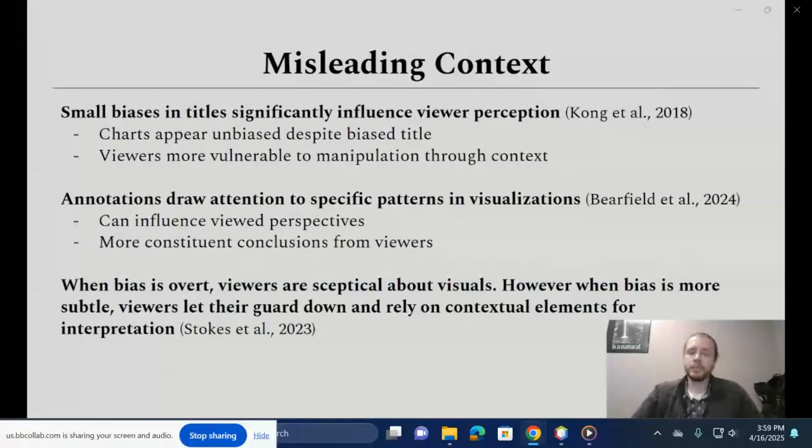Annotations, as shown in the gun violence diagram on the second slide, can draw attention to specific patterns in the visualization and lead to more consistent conclusions from viewers. Biggest takeaway here, when bias is overt, viewers are skeptical about the visuals. But when the bias is a little bit more subtle, viewers let their guard down, don't engage their critical thinking, top-down, bottom-up process, and rely more on contextual elements like titles, annotations, accompanying text for interpretation, and a bias or a misinterpretation can slide in there.